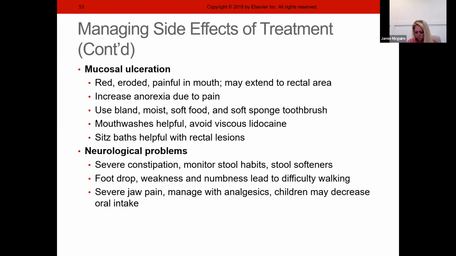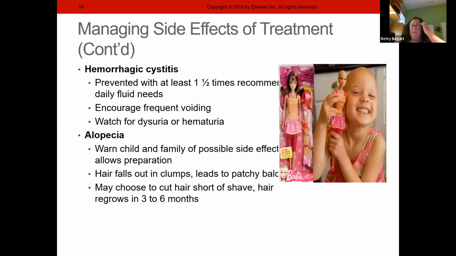Again, use analgesics as needed so that they can eat what they need to eat and drink what they need to drink. They also can have hemorrhagic cystitis, so again, you're watching for bleeding, as I said. And then, of course, the hair loss, the alopecia. I told you I love little girls. I love putting little ribbons in their hair, and I would always have a couple spools of different colors of ribbons with me.